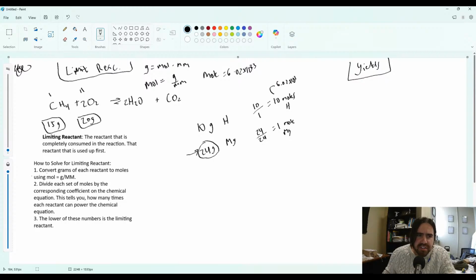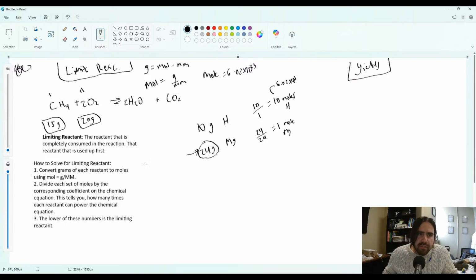Okay, so the first step, convert grams of each reactant to moles. Okay, so I have 15 grams of methane. Now, if you look at the periodic table, carbon is 12, and then there's 4 hydrogens. So each one of those is 1. So 12 plus 1 plus 1 plus 1 plus 1 equals 16. Okay.